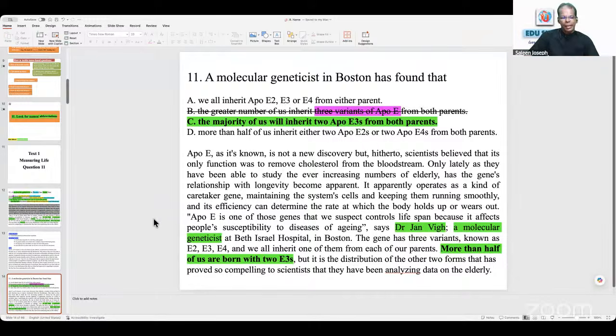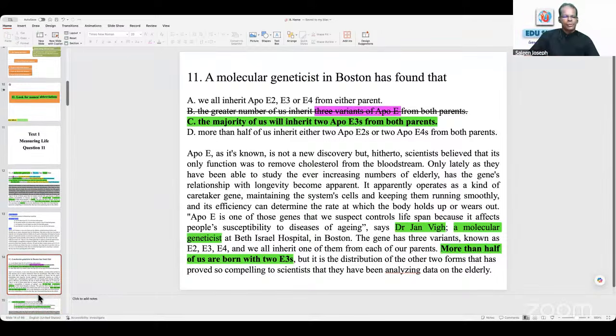Then you have to do the same material again. You have to watch the video and try to do it yourself. Take a screenshot of the text if you don't have it, and later on, as we go on with the task, we will be giving the text as well, posting it with the task. So more than half of us are born with two E3s. The majority of us. So what is it?